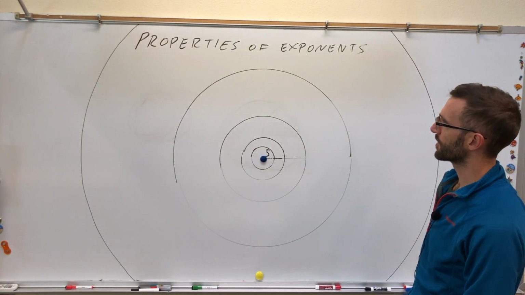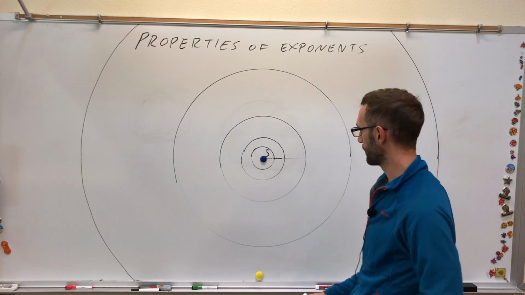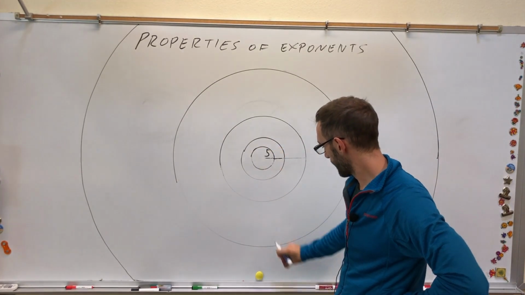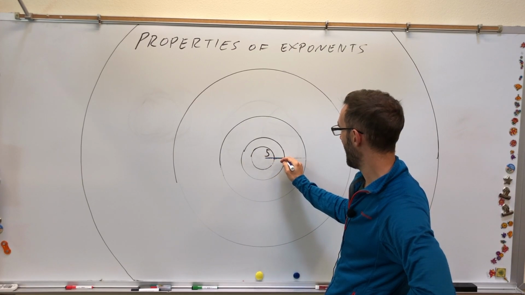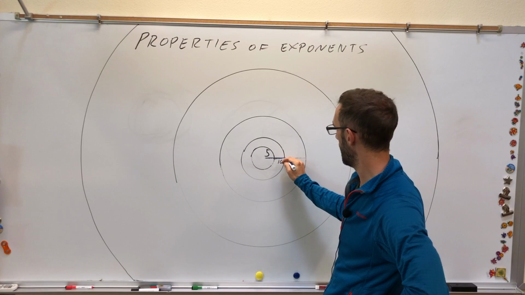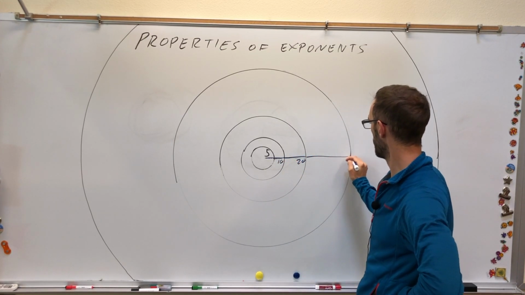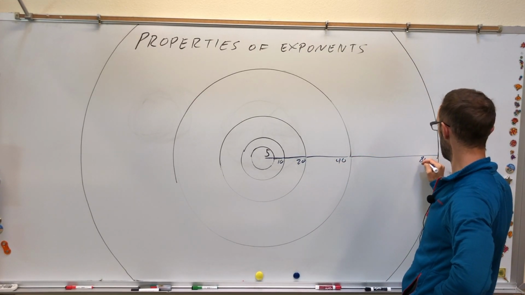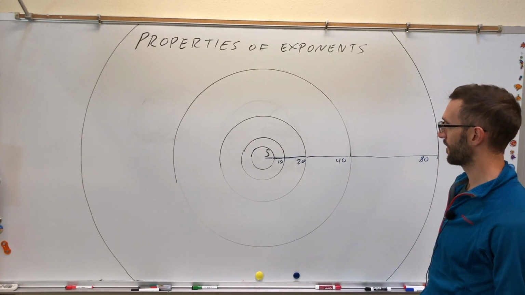All right, so here we're going to explore these properties of exponents in terms of these concentric circles. So we have our initial radius of 5, and then it went to 10. I'll keep track of it here. Here's 10. And then that doubled to 20. And then that doubled to 40. And then that doubled to 80. And if we keep doubling, we'd end up off the screen over here somewhere.